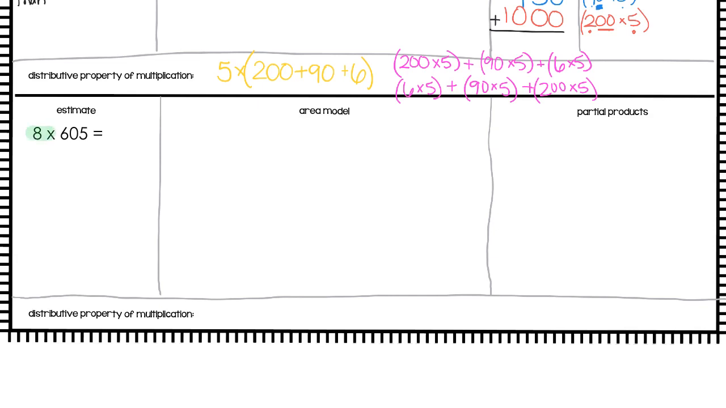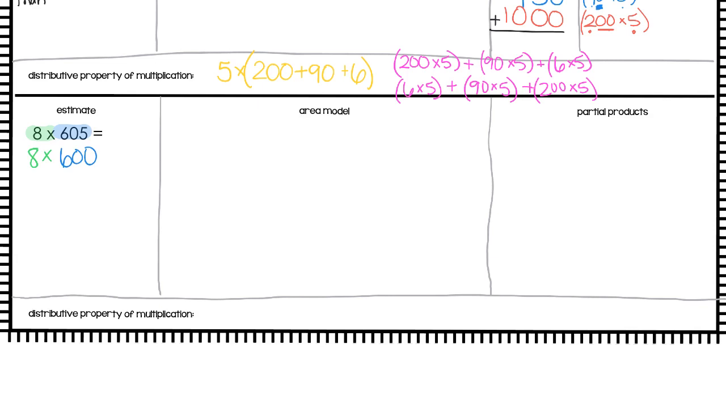This time, we have 8 times 605. In multiplication, it does not matter what order the numbers are in. We can still model it the same way. So, I'm going to say, all right, what number is 605 close to? That was easy. Obviously, I know it's close to 600. And 8, I'm going to keep the same because I can easily do this problem.